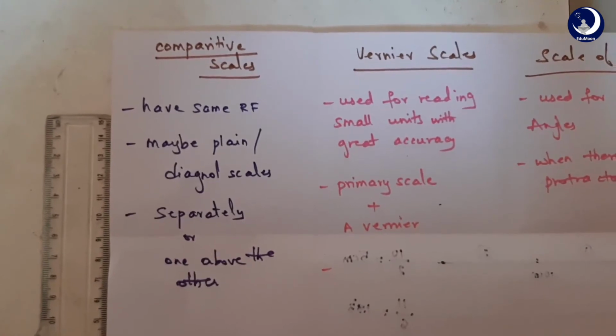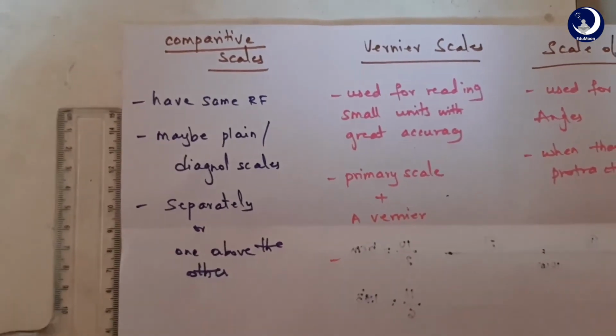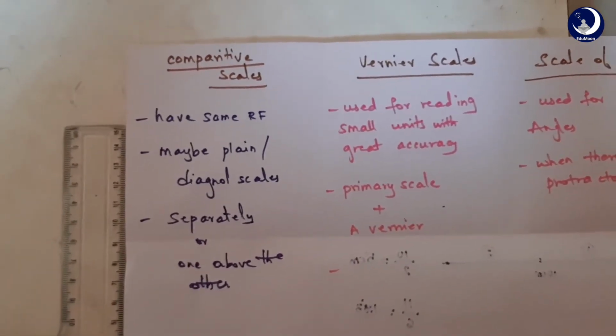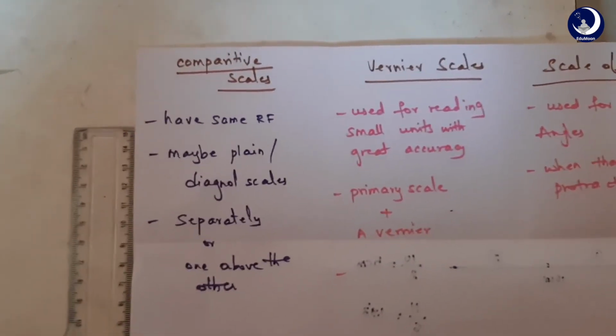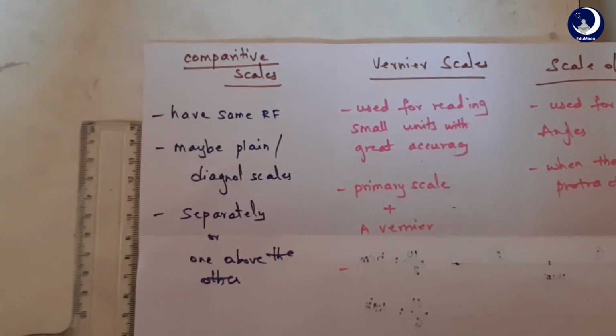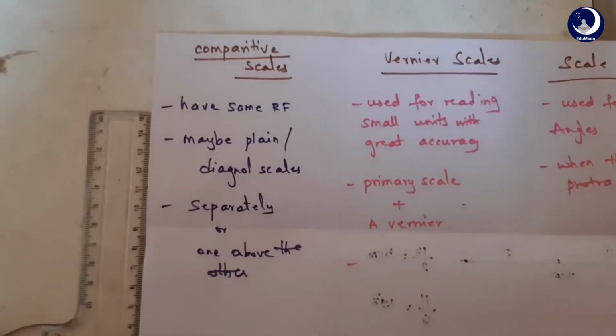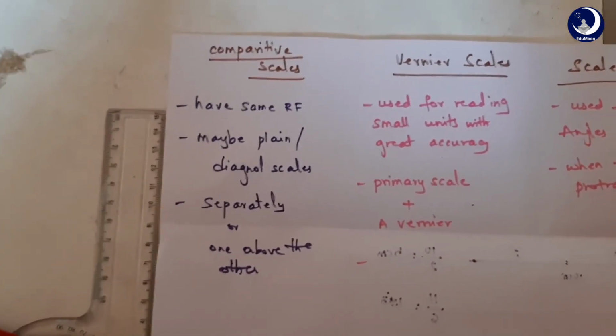Next we have comparative scales. Comparative scales, basically there will be 2 scales. Both the scales will have the same RF. Those scales can be plane scales or diagonal scales. They can either be separately drawn or drawn one above the other.